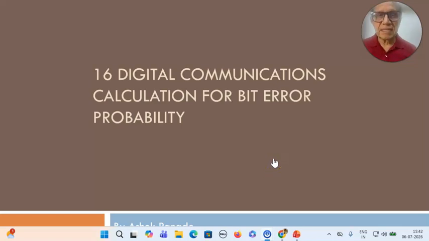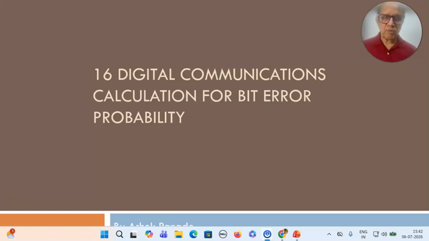So this is the 16th session in the subject of digital communications, and we continue our study of calculation for the bit error probability. In our last session, we had seen how to calculate the bit error probability in terms of the output of the filter. That is, if S1(t) is the input, the output was A1. If the input is S2(t), the filter output was A2. And we had obtained the expression for the bit error probability in terms of A1 and A2.